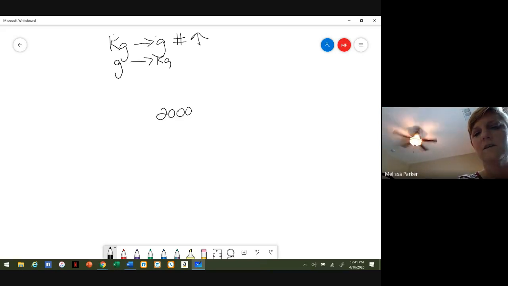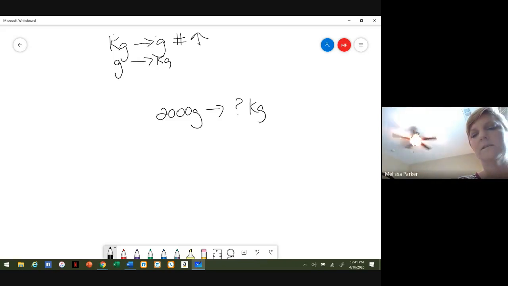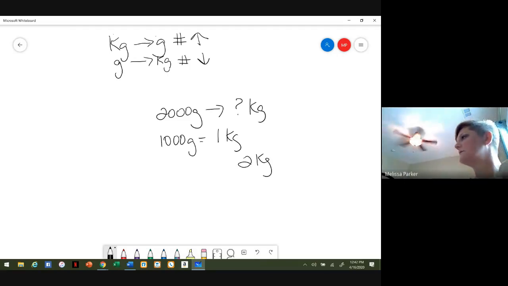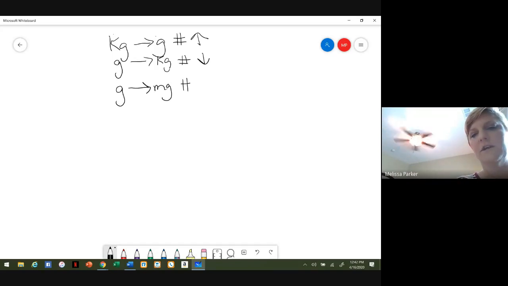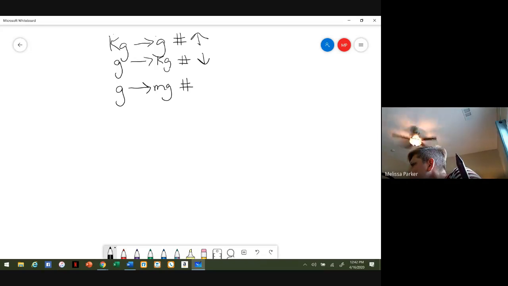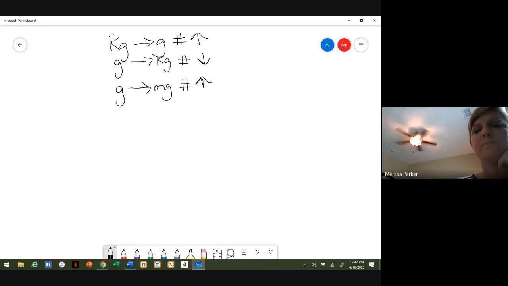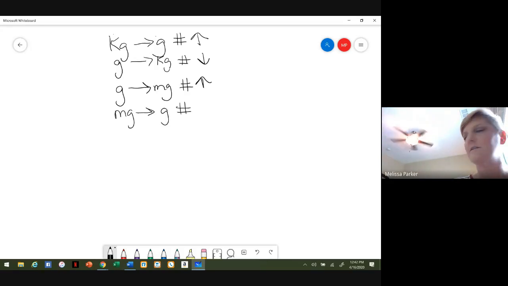Then if I go from grams to kilograms, if I had 2,000 grams and I want to know how many kilograms that is, if there's 1,000 grams in 1 kilogram, the number for kilograms should be smaller than it is for grams. It would be 2 kilograms. So the number should get smaller. Then if I'm going from grams to milligrams, should the number get bigger or smaller? Yes, it's going to get bigger. Then if I go from milligrams to grams, my number should get smaller.